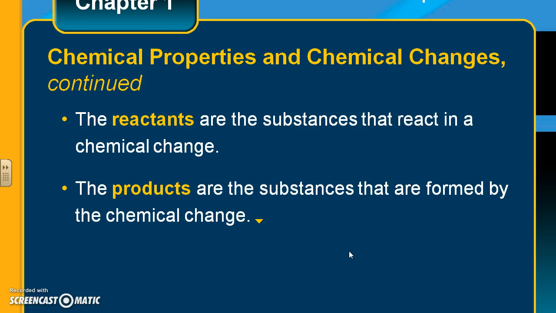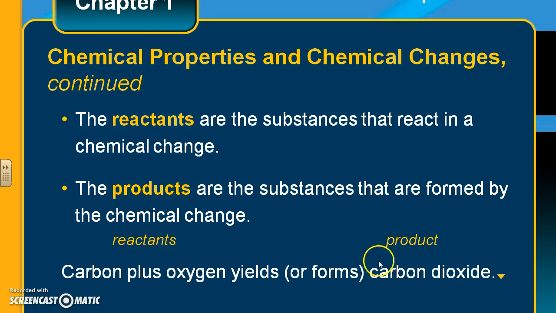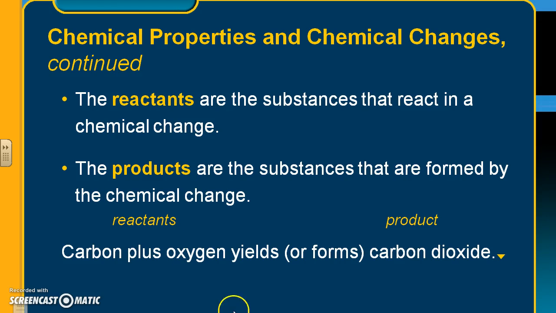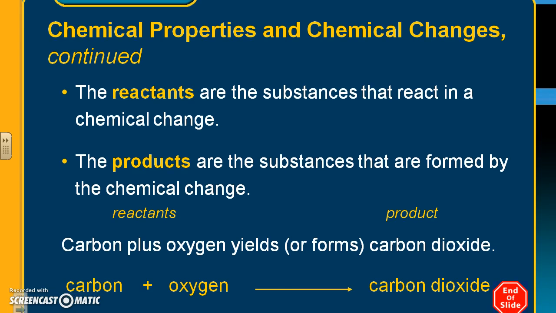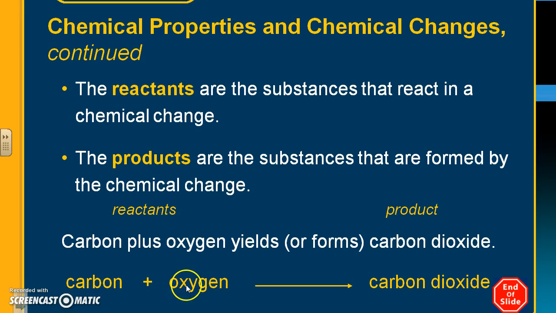So chemical properties and chemical changes. Reactants then are the substances that you put together. The products are the substances formed from the chemical change. We have reactants, they react, and then we get the product. So if we put carbon and oxygen together, we form carbon dioxide. And so the chemical equation looks like this: carbon plus oxygen yields carbon dioxide.